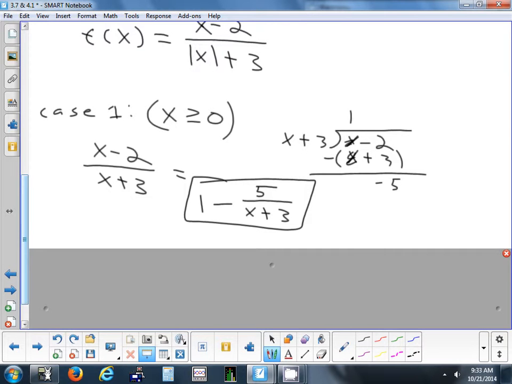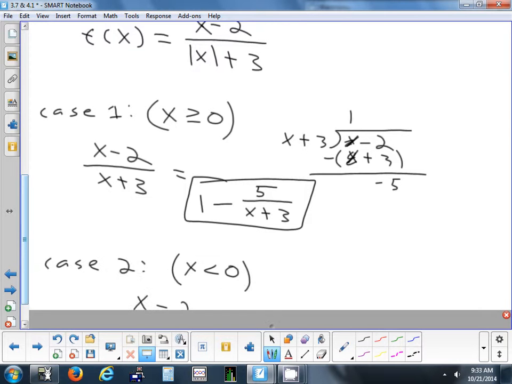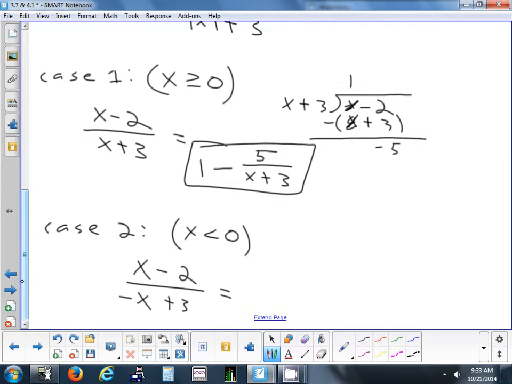Okay, and let's do the same thing for this one. If you divide that one out, you're going to get -1. There you go. -1 plus 1 over -x minus 3.